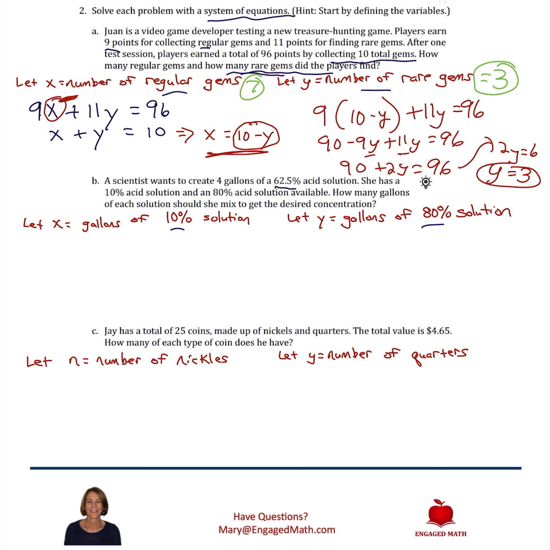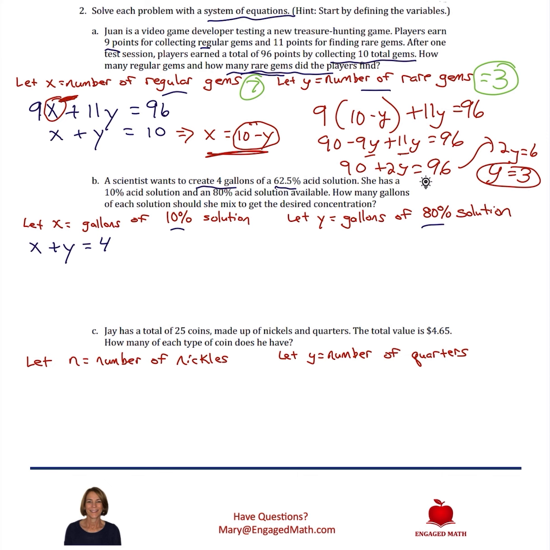So the first thing we know is that we want to create 4 gallons. So I'm going to make our first equation this time. The number of gallons we're going to add in of the 10% plus the number of gallons we're going to add in of the 80% has to give us a total of 4 gallons. So our first equation is x plus y equals 4.